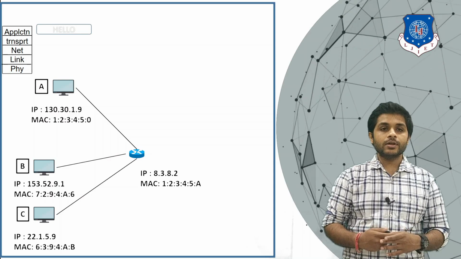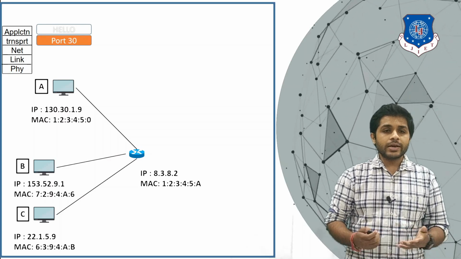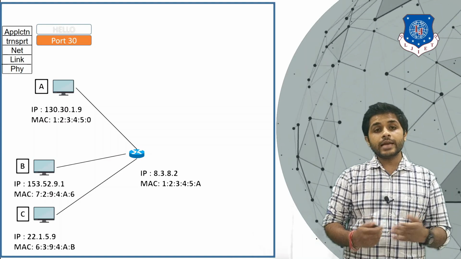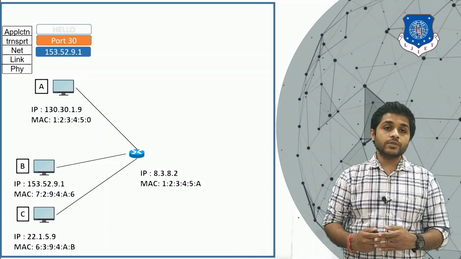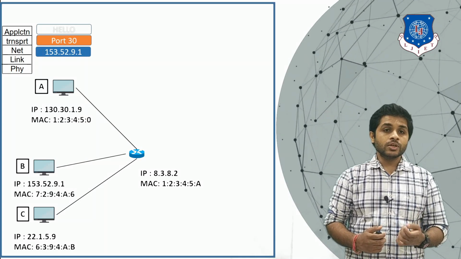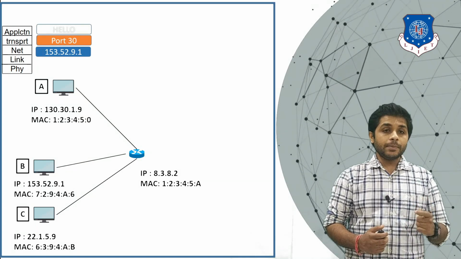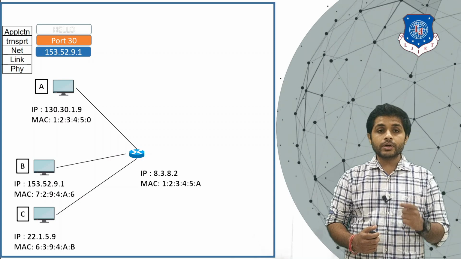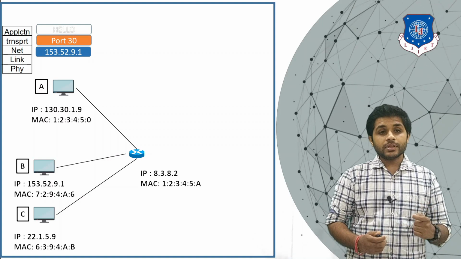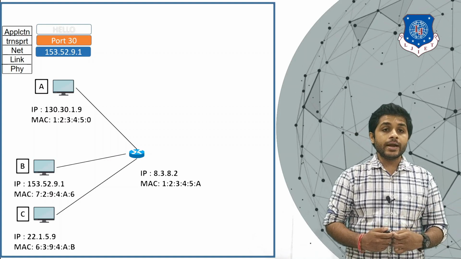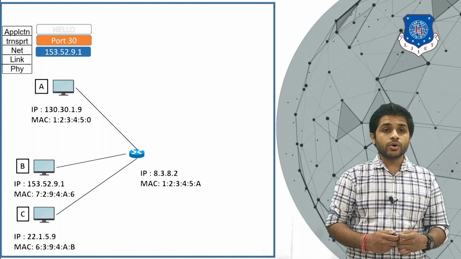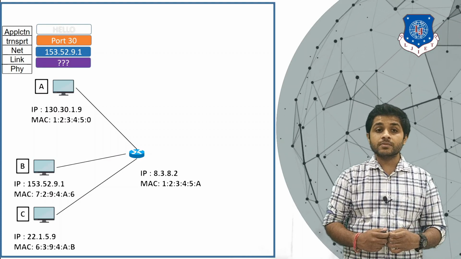In the transport layer, the port addresses are added. But right now we are not interested in the application layer or transport layer. In the network layer, the IP address of the destination will be added. Device A knows the IP address of the destination, so A adds the IP address 153.52.9.1 in the network layer. Now after that, in the link layer, A has to add the MAC address of device B. But right now A doesn't know the MAC address of device B.